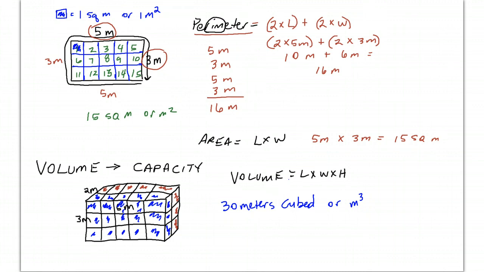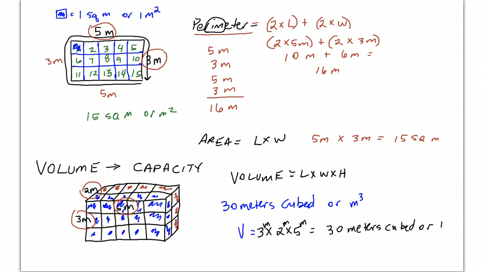Now you can look at our original formula, length times width times height, and I could take volume is equal to 3 times 2 times 5 meters. 3 times 2 times 5, all of those are meters, should have wrote that in, and that would equal 30 meters cubed, or meters cubed.